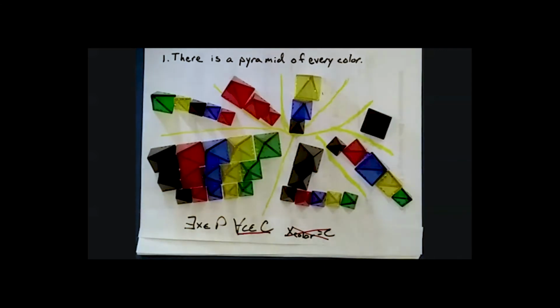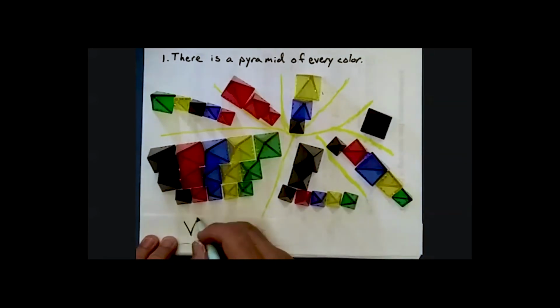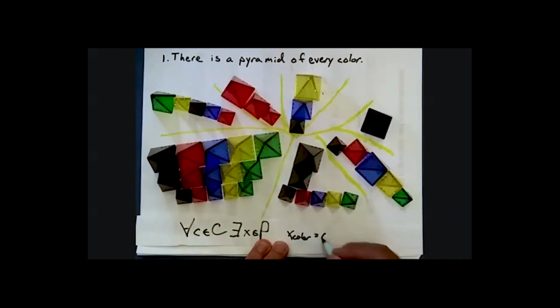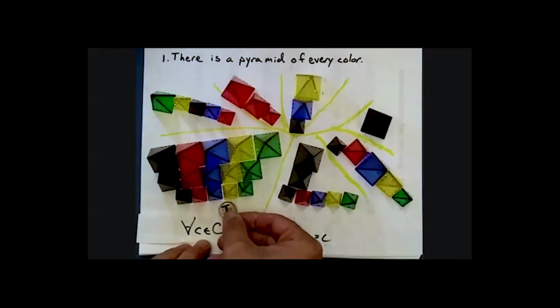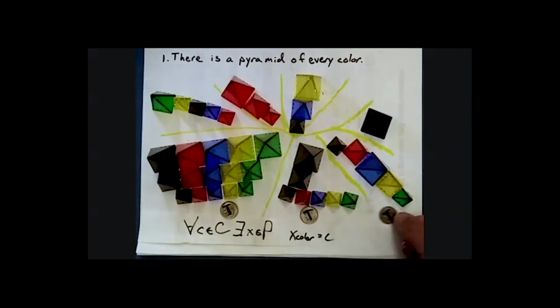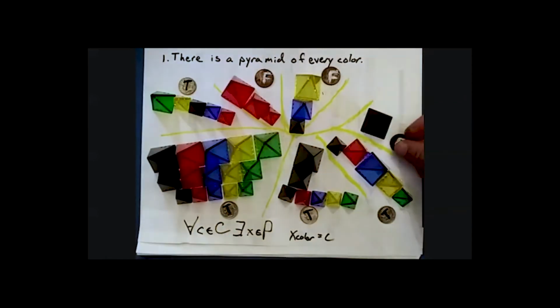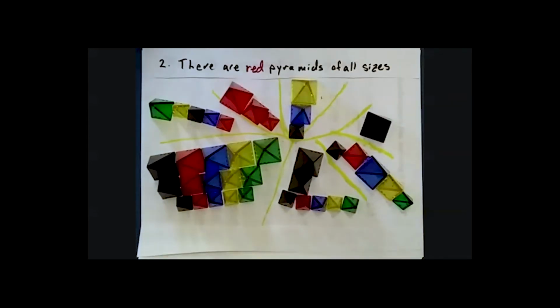So the problem is we have the quantifiers in the wrong order. We need the for all to come first. For every color C, there exists a pyramid X, with X color being C, and this is true for these 4 instances, and false for these 4 instances, including the empty instance, the instance with no pyramids. There are red pyramids of all sizes.